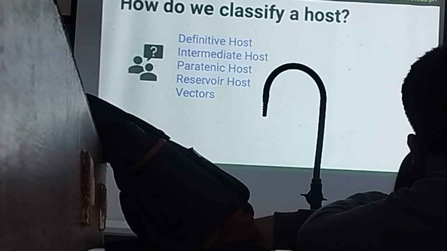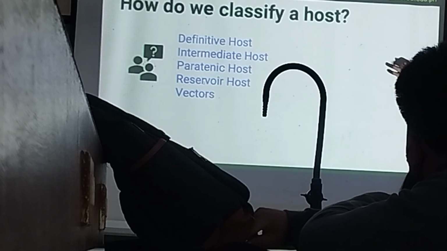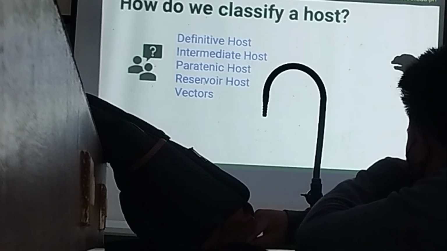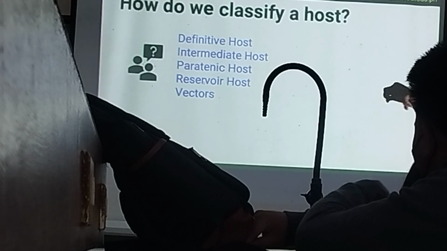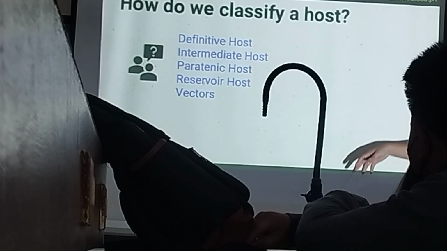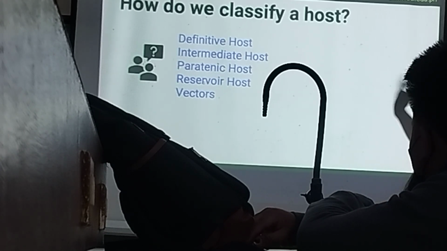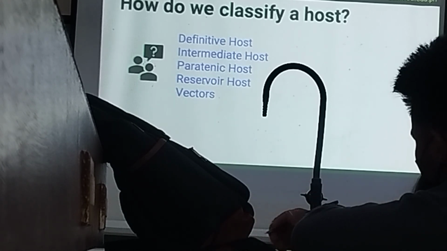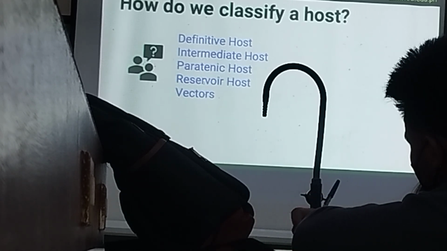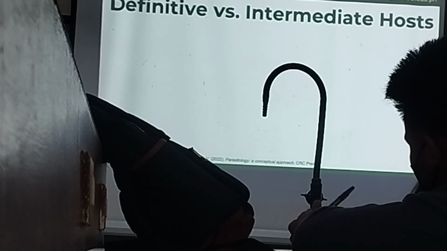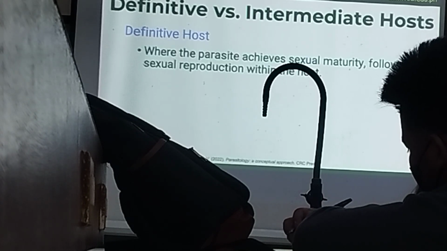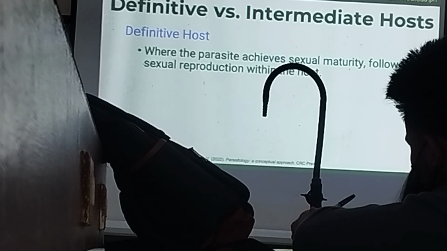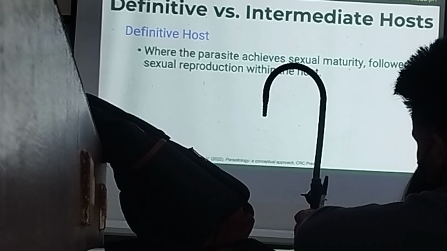Okay, so going back to the host, we have to classify the host: definitive, intermediate, paratenic, reservoir, and vector. These are the basic characteristics, or groupings, of a host. What is a definitive, what is intermediate, what is paratenic, what is a reservoir, what is a vector. What is the difference between the definitive host and the intermediate host? But first, let's describe definitive hosts.